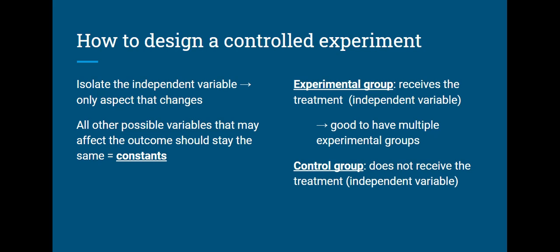And then you should have multiple groups. You'll have your experimental group, which will receive the treatment, so receive that independent variable. And it's always good if you can to have multiple experimental groups at varying levels. And then you also, in a controlled experiment, should always have a control group, which is not going to receive the treatment or the independent variable. And the control group is kind of acting as our baseline, what we're going to use to compare everything else to.